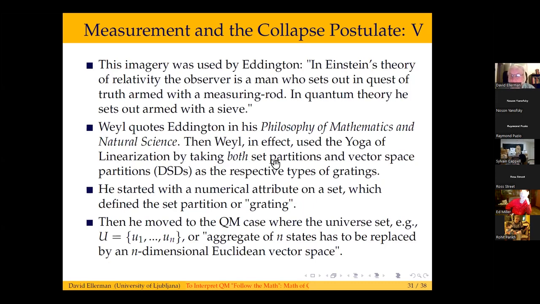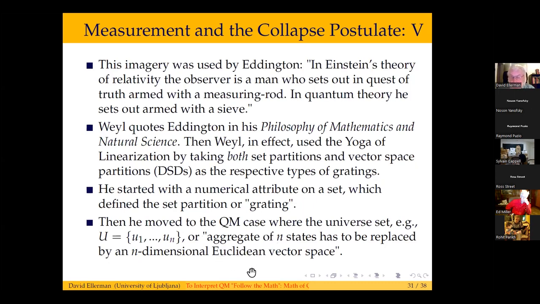And he used both set partitions and vector space partitions, in other words, direct sum decompositions, as the two types of gratings. So he starts out with a numerical attribute on a set, which defines a set partition or grating. These are these different states. And then he moved to the quantum case, where the universe set here, or aggregate of n states, has to be replaced by an n-dimensional Euclidean vector space. So he's moving up from the set concept of an aggregate of n states to a vector space.